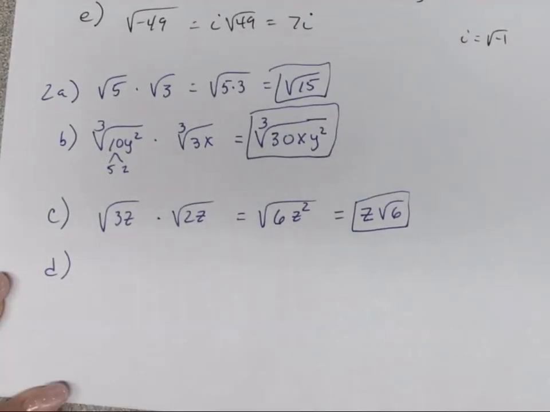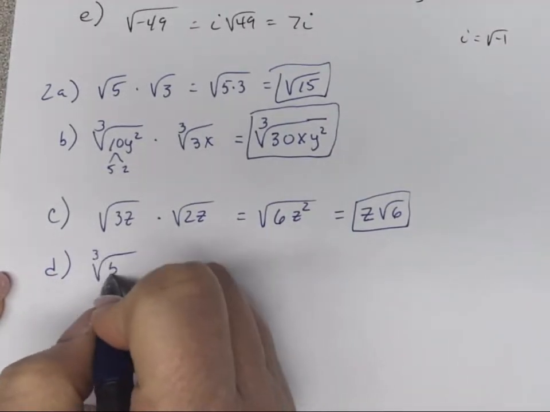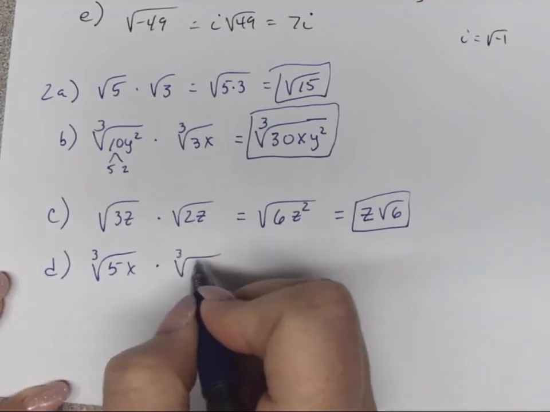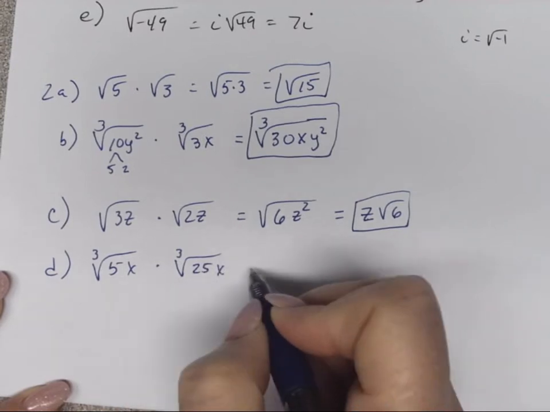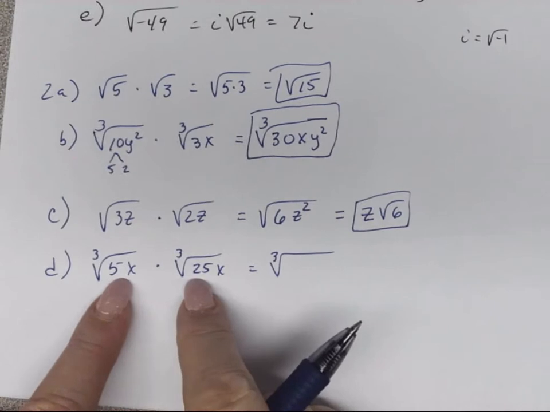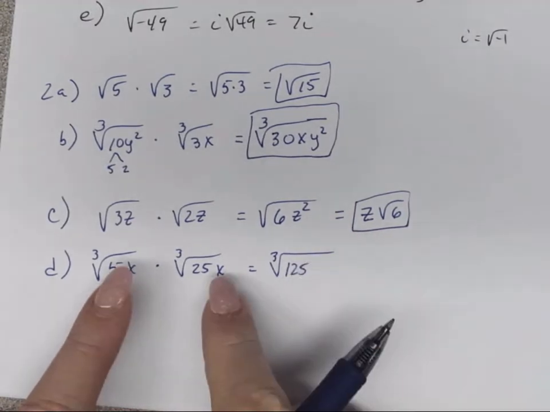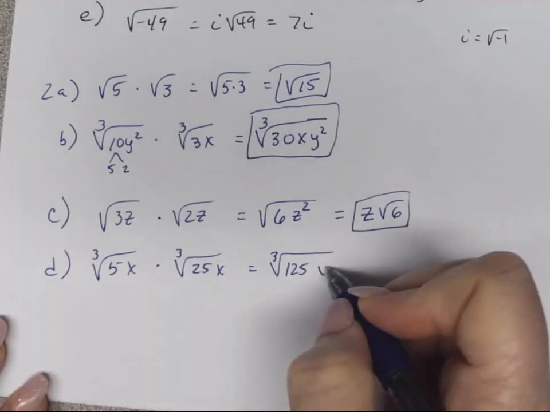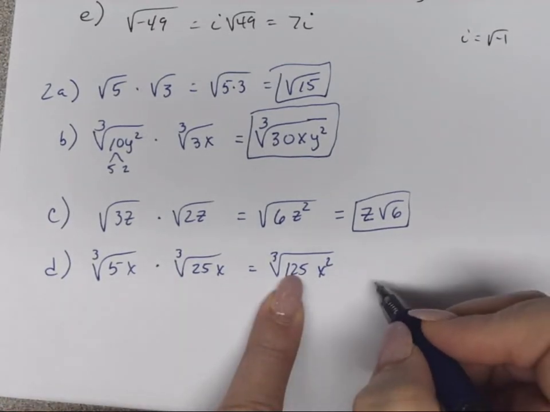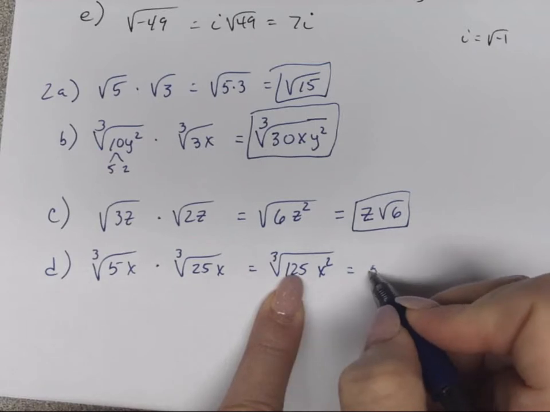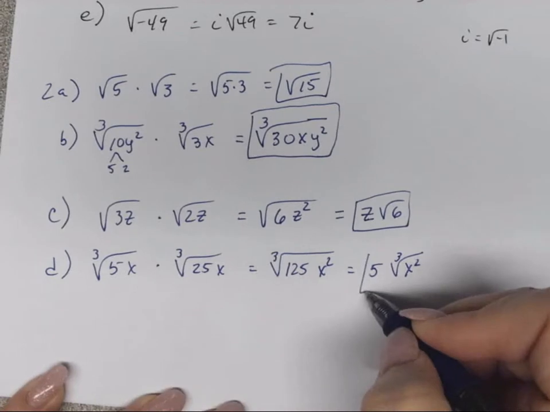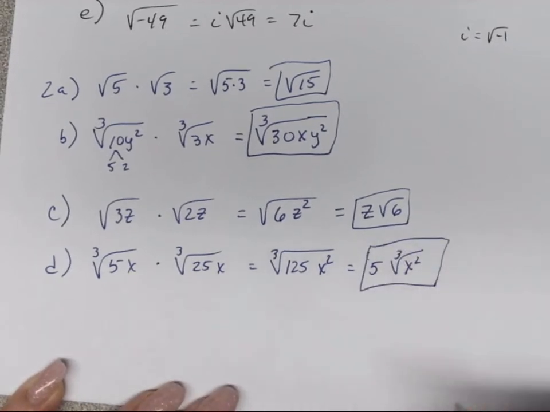All right, part D, we have the cubed root of 5x times the cubed root of 25x will get us the cubed root. 5 times 25 would be 125, and x times x would get us x squared. Well, 125 is a perfect cube. It is 5 times 5 times 5. So the 5 would come out, and we'd have the cubed root of x squared. So that would be your final answer for this problem.